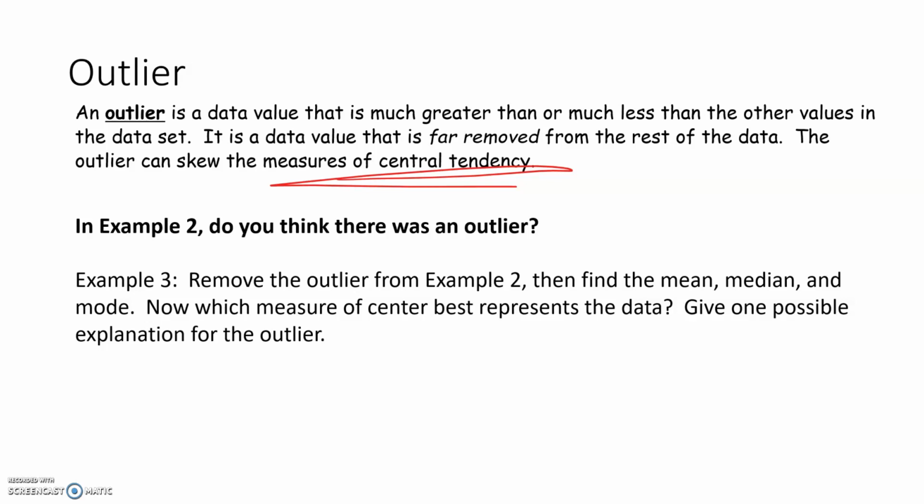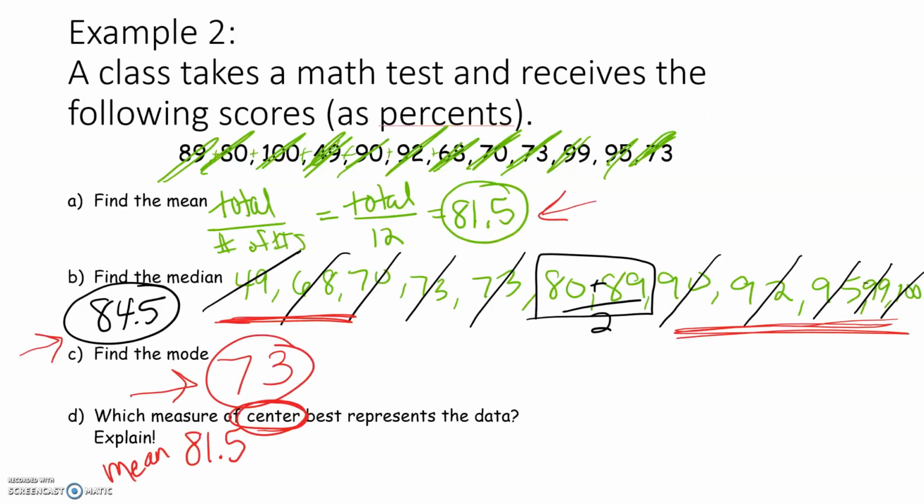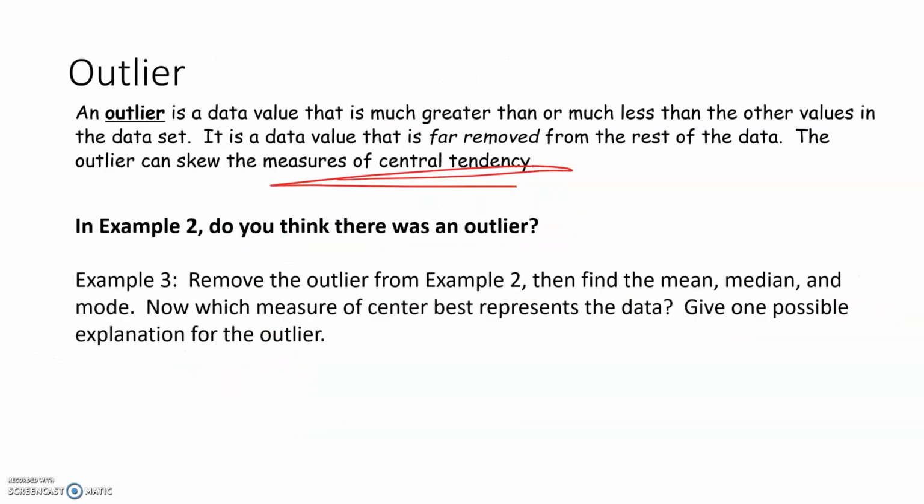So in example 2, do you think there was an outlier? So let's go back to example 2. Let's look at all of the numbers that we started with. Do you think anything in there doesn't fit with the rest? It's a little too far in one direction or the other. Okay, so there is actually an outlier, and it is 49. 49 is a lot lower than the other numbers in the data, so it is actually skewing all of the data to be a little less than what the central tendencies should be.